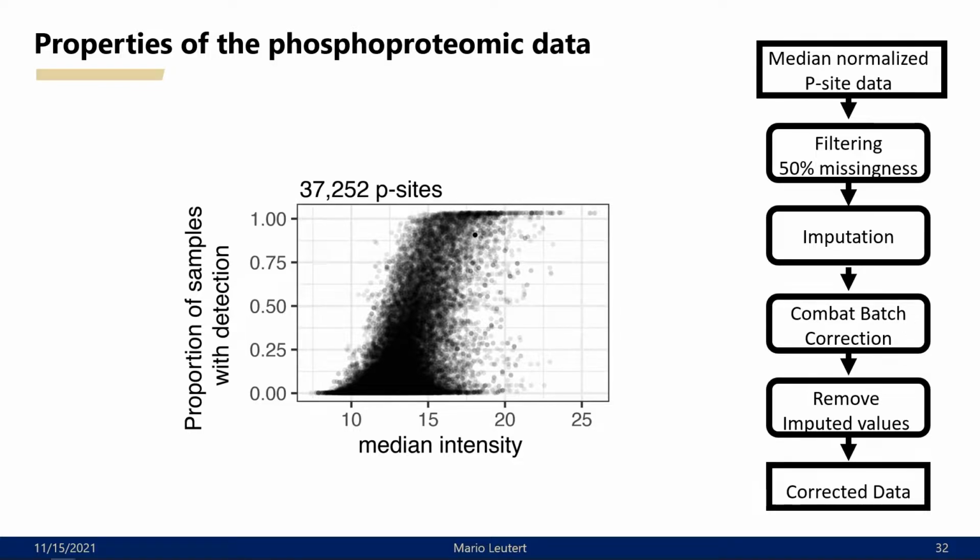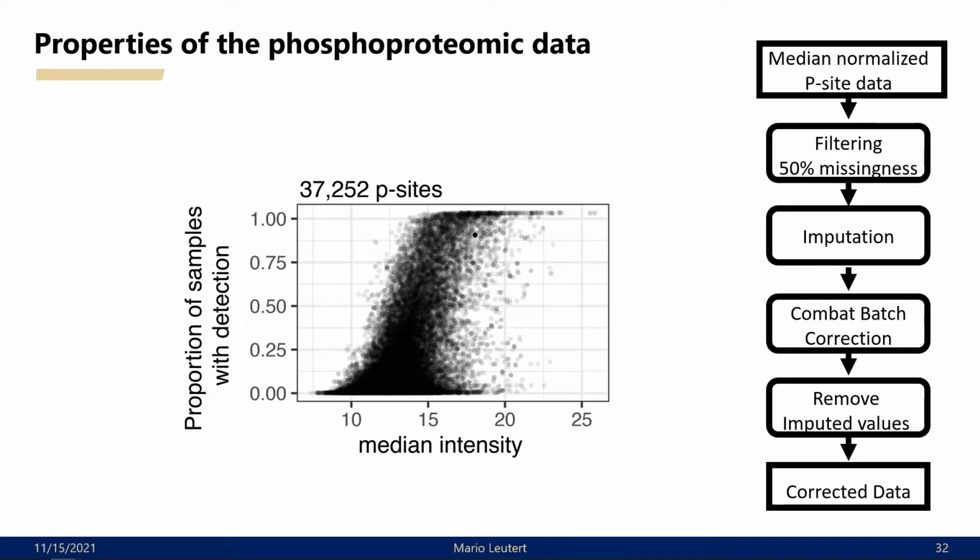But if you look here, phosphorylation sites that have been measured in most of the samples are usually the high-abundance sites, and then you have this logistic distribution. Sites with lower intensity you also measure fewer times, and that just shows that the missingness in the data is not at random. We apply quite a strict filter: we only consider phosphorylation sites that have been seen in at least 50% of all the samples.